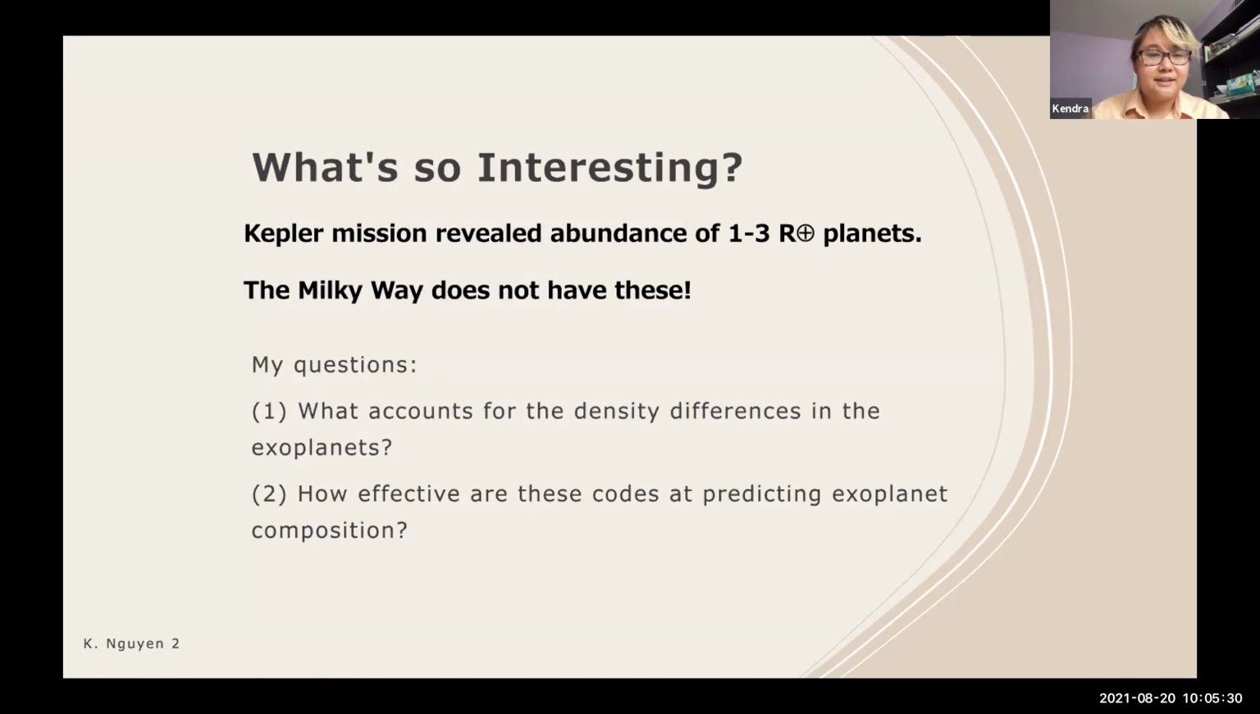The two questions I have been trying to answer this summer are, one, what accounts for density differences in the exoplanets? Hopefully, by learning more about the composition, we can find out what accounts for the lack of 1 to 3 Earth radii planets in our solar system by learning more about differences in formation and evolution. The second question is, how effective are these codes at predicting exoplanet composition?